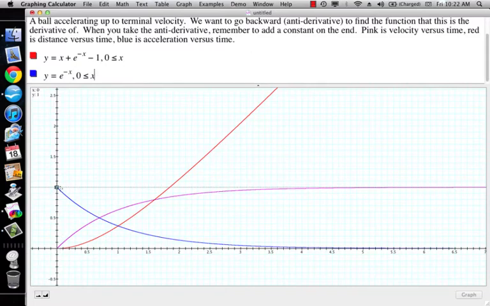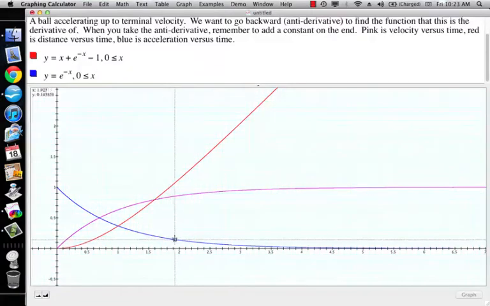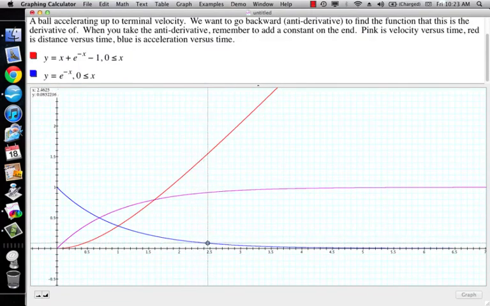As it accelerates, the velocity goes up, and as the velocity goes up, it encounters more air resistance. So as it encounters more air resistance, the acceleration goes down. Acceleration is the curvature. So acceleration is the second derivative of the red. So as the second derivative, or the curvature, goes down, the red straightens out.